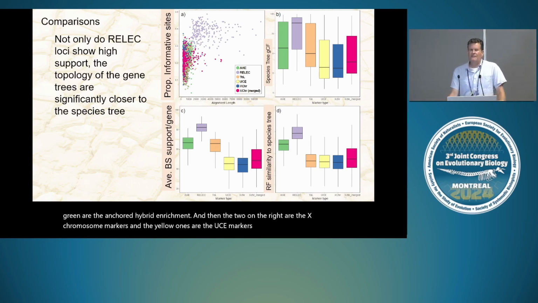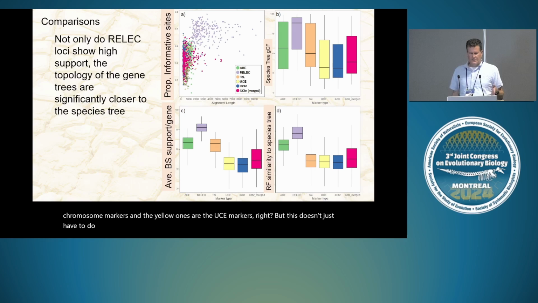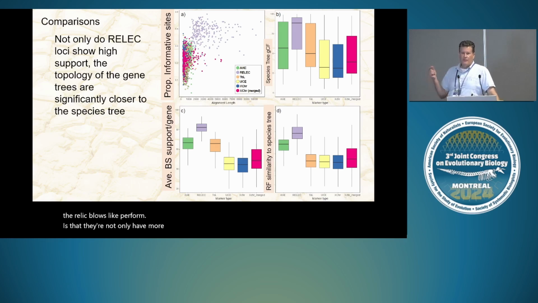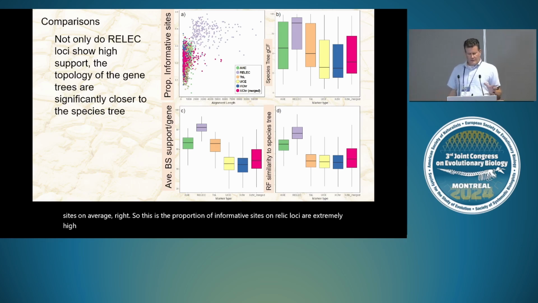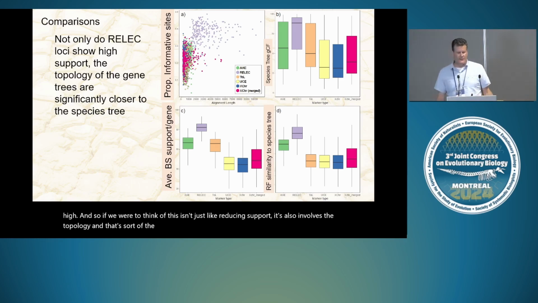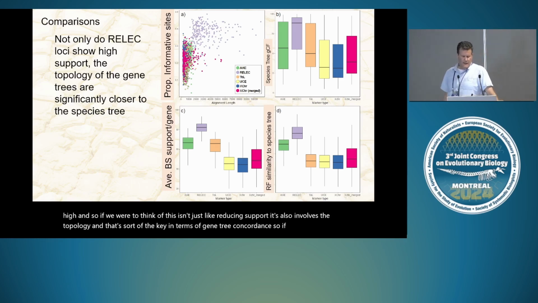But this doesn't have to just do with support, right? And you can sort of see why the relic loci perform so well: they not only have more informative sites, per base pair they have more informative sites on average, right? So the proportion of informative sites on relic loci is extremely high. And so this isn't just about reducing support, it also involves the topology, and that's sort of the key in terms of gene tree concordance. So if you look, relic loci have high gene concordance factors and high similarity to the species tree, right?